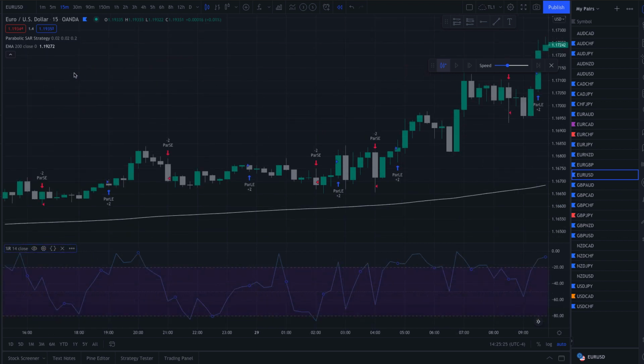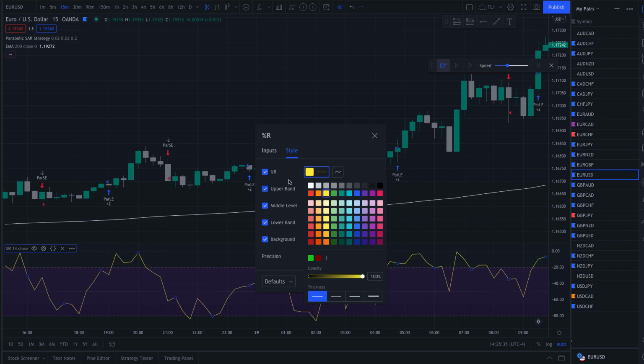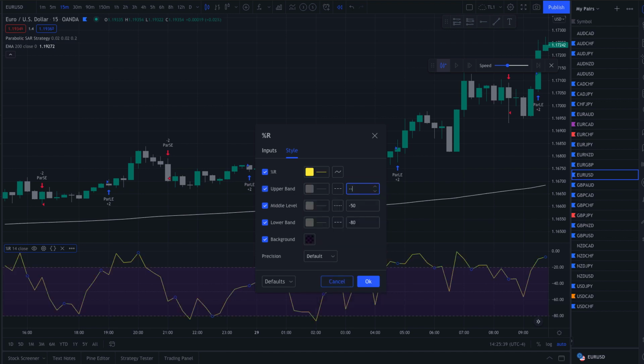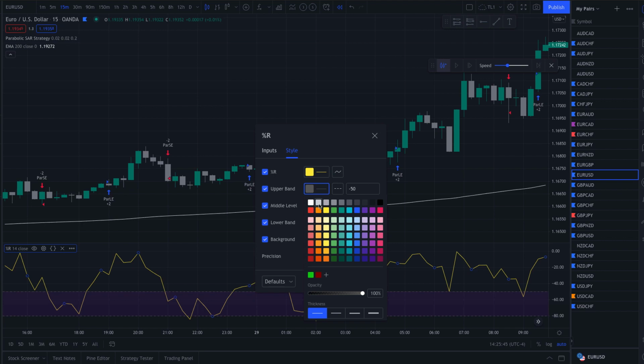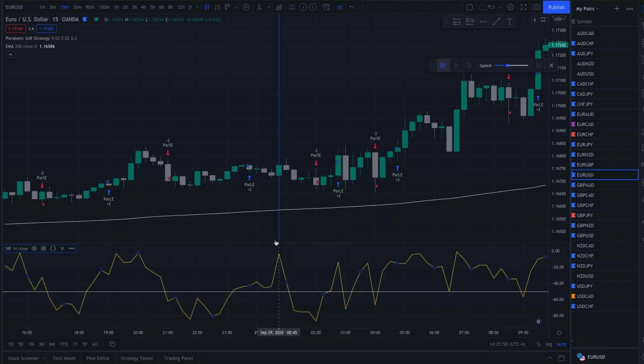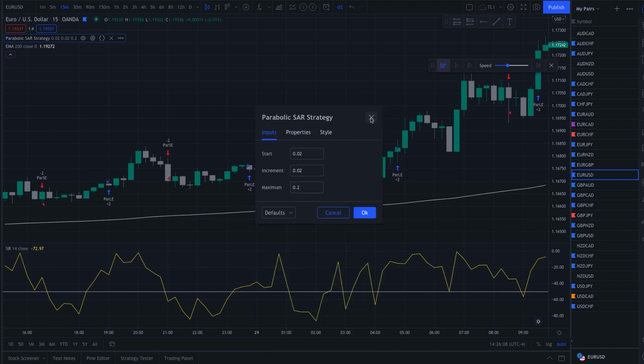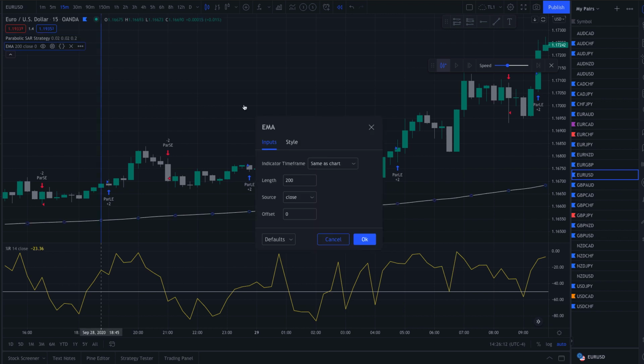The indicators we use in this system is going to be the Williams %R, which is a built-in indicator in TradingView. I'm going to just change the color to yellow, change the upper band to 50, and make it a nice bright white so we could see it. Remove the middle band, the lower band, and the background, and press OK. We're going to use the Parabolic SAR Strategy indicator, which is another built-in TradingView indicator, and that's going to be default settings. And I'm going to add the 200 EMA just for trend direction.